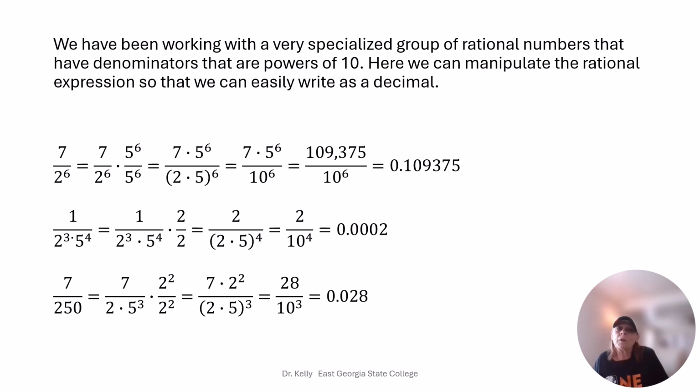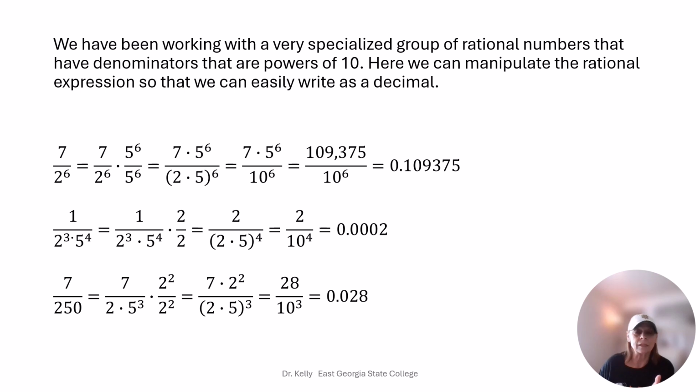So we've been working with denominators that are from a very special group of rational numbers. Every denominator we've dealt with has been a power of 10, which fits with placeholders, right? Because our Hindu-Arabic numerical system is based on powers of 10. So we can manipulate rational expressions so we can rewrite something into what's called a terminal fraction. And a terminal fraction is a fraction whose denominator is a power of 10.